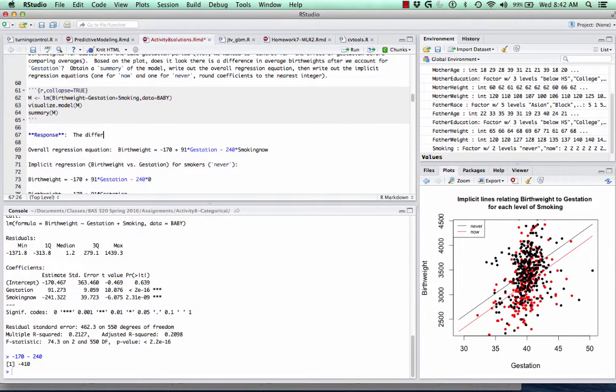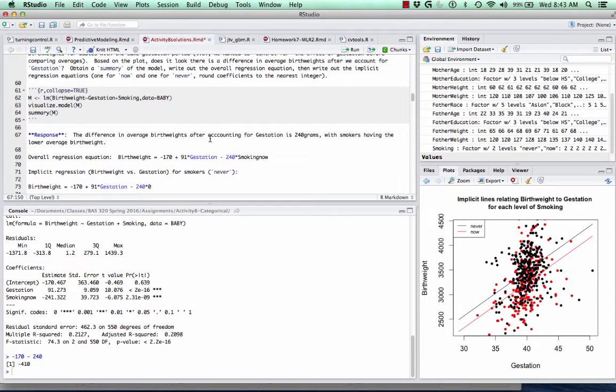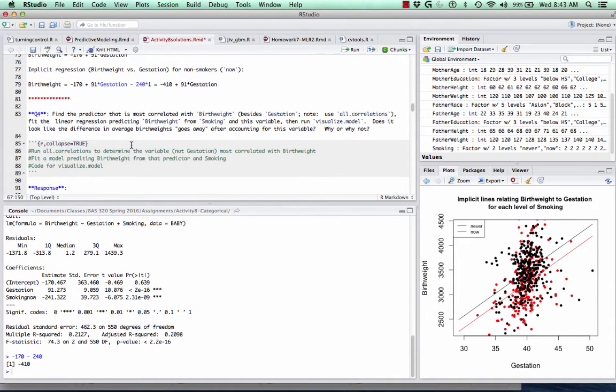Let's follow this up a little bit more. The difference in average birth weights after accounting for gestation is just equal to the coefficient of the indicator variable, and that's 240 grams, with smokers having the lower average birth weight. We do see that it's statistically significant as well. So accounting for differences in gestational periods isn't enough to make this difference in average birth weights go away. It does still look like babies born to mothers who smoke have a noticeably lower birth weight than babies born to mothers who don't smoke.